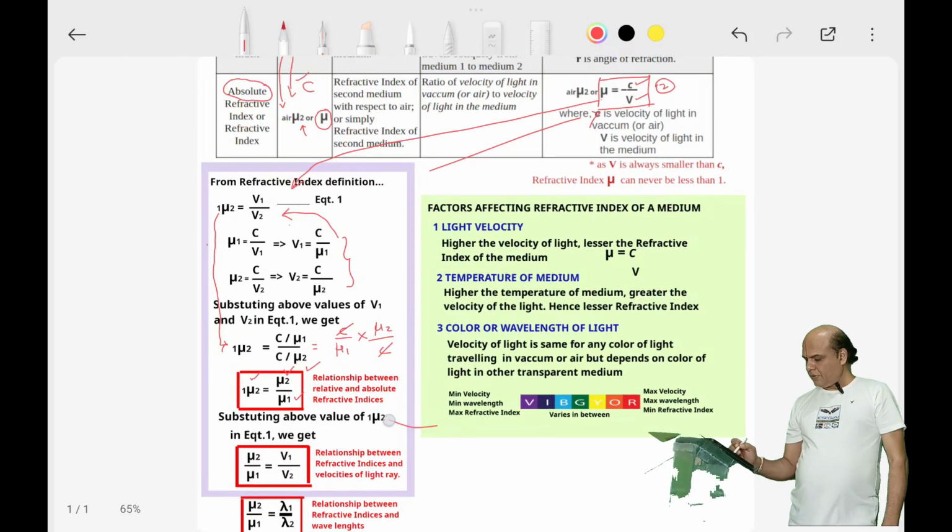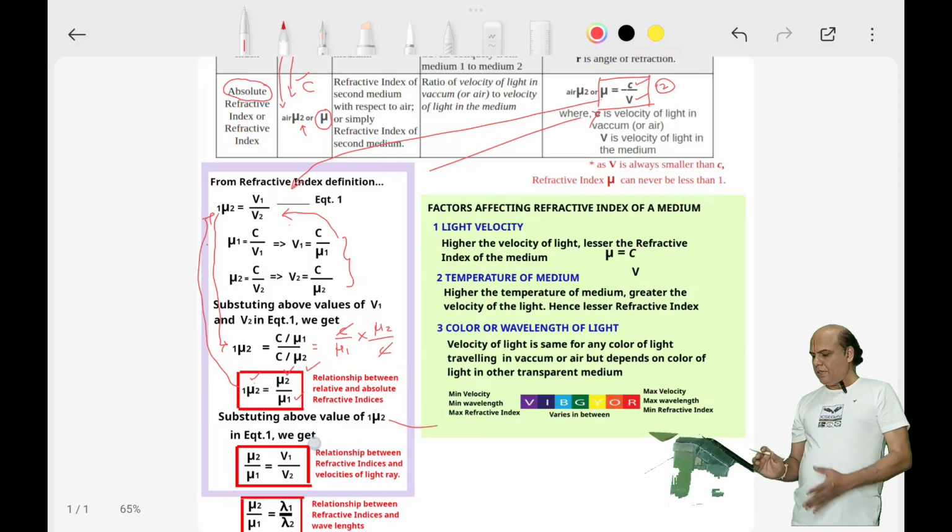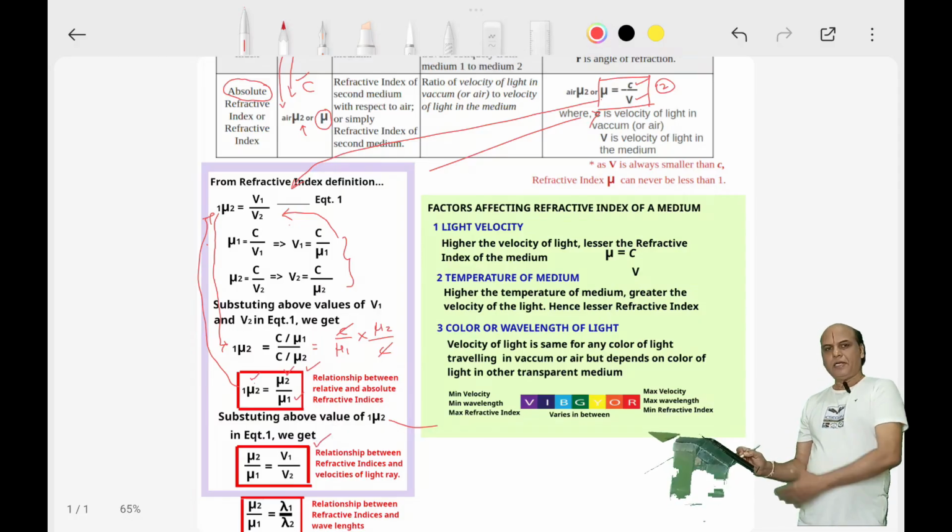So now, if I take this mu1 value and substitute it here, then instead of mu21, I am writing mu2 by mu1, and on the right side v1 by v2. So this is the relationship between refractive indices and velocity of light in the media. So mu2 by mu1 is equal to v1 by v2.